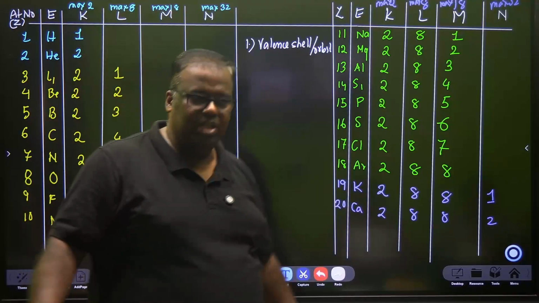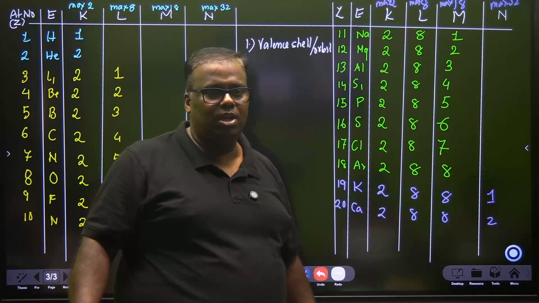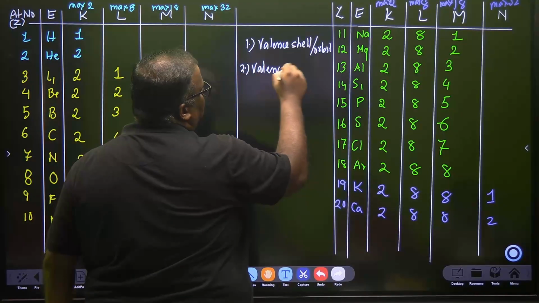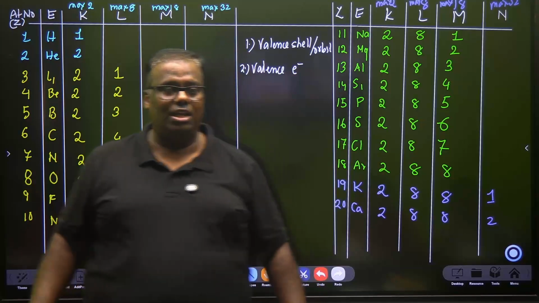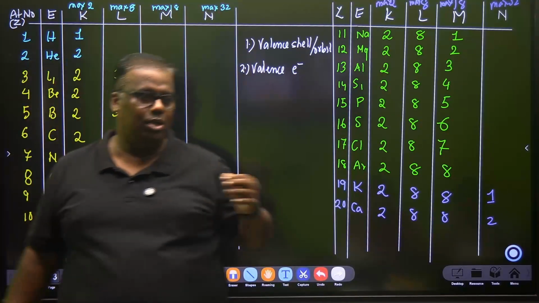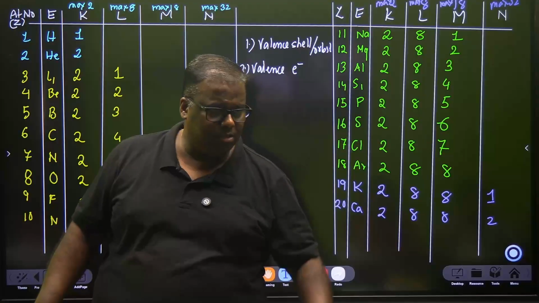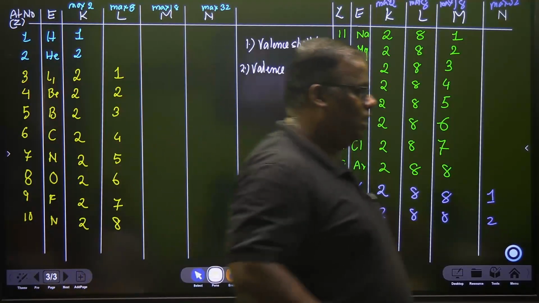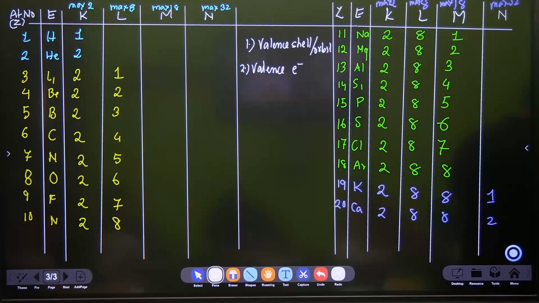There is a country called India. The people who reside in that country are known as? Very good. So you should now know what valence electrons are. Valence electrons are the electrons that are present in the valence shell of an atom. Write it down. Very important. Valence shell, the last shell. Valence electrons, the electrons that are present in the last shell. Got it?